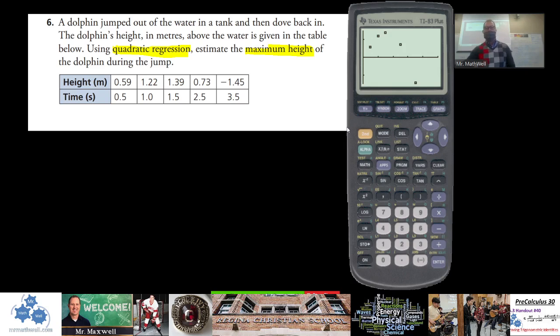So who remembers what we do next? To find quadratic, what buttons do I push? Okay, stat, very good. Over to calc, yeah. Very good. Down here, and number 5, we see quad reg down here. So you're going to hit number 5 or go down and hit enter on number 5. And then you'll have this.